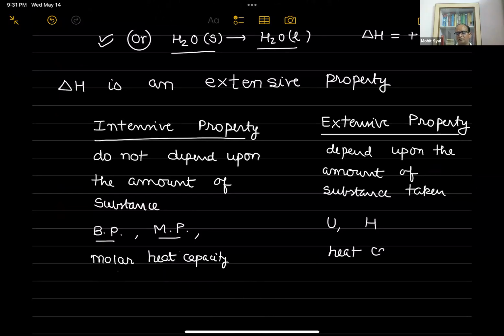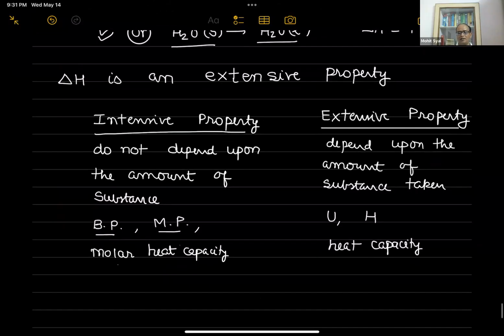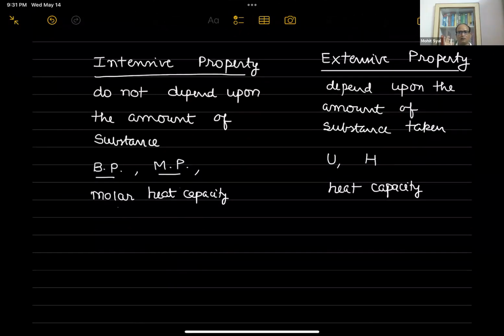Or heat capacity. Molar heat capacity is for 1 mole only. Whether you took 100 gram or 5 gram or 200 gram or 1 kg, you calculate it for 1 mole. For 1 mole, it is going to remain constant for a given substance.